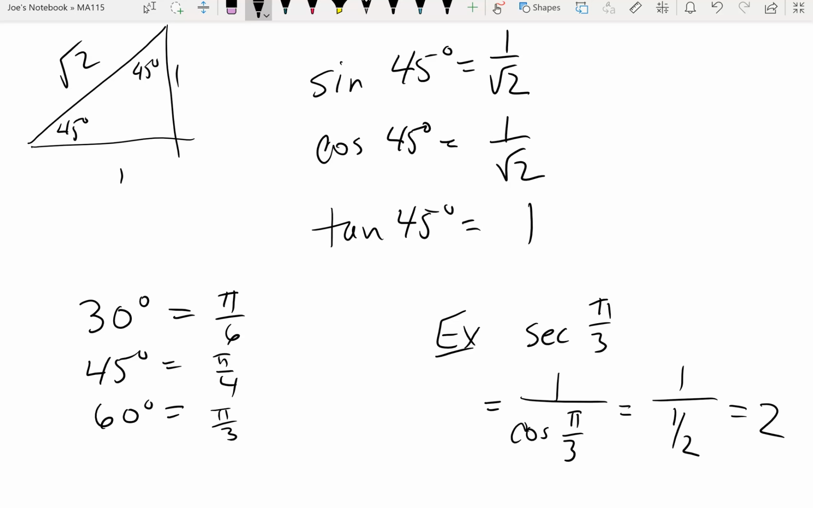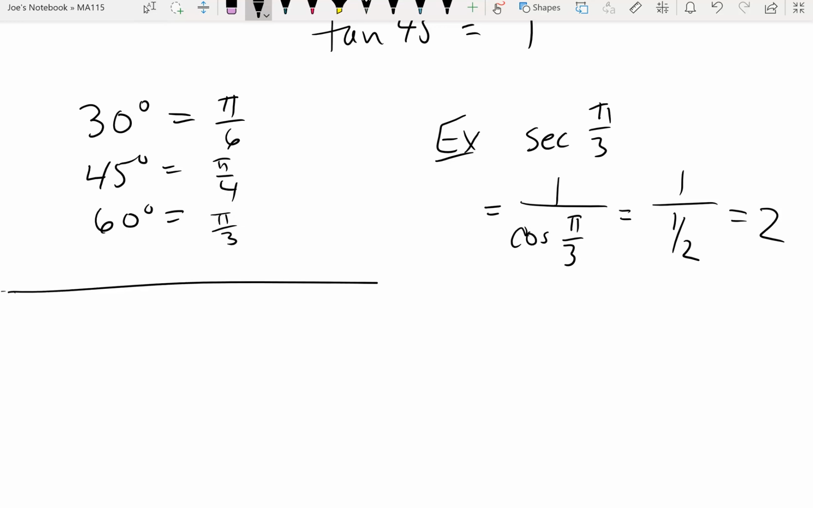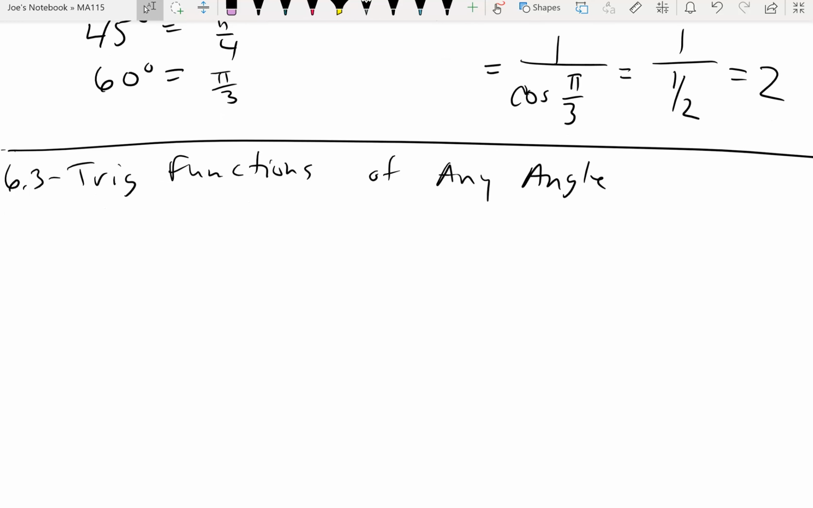All right. So let's talk about how we use this to move up to doing this for any angle rather than just acute angles. So 6.3 is trig functions of any angle, I believe is the title in the book, but that's what we're doing. We haven't worried as much about putting an angle in standard position because when we're doing acute angles, if we put it in standard position, it's just going to end up in quadrant 1 anyway. Now is when we really need to start worrying about standard position because what we're really going to be interested in is where the terminal side lands.